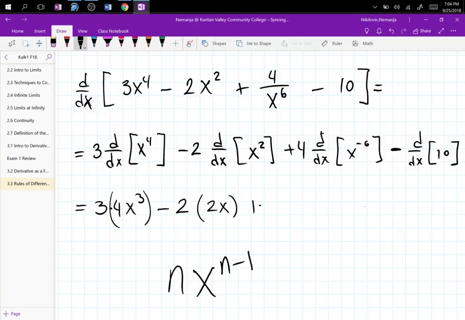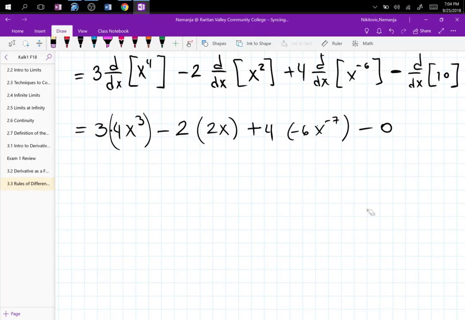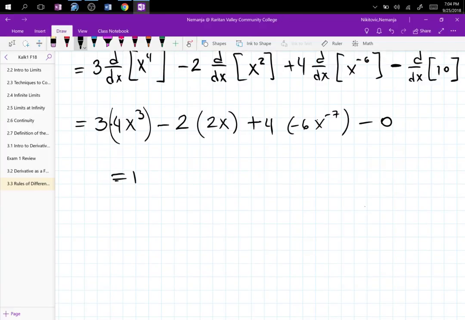Great. Plus 4, and now I have x to the negative 6. So what's happening there? Negative 6x to the negative 7, right? We go more negative. And finally, the last one is? 0. Yes. Minus 0 plus 0, whatever. All I need to do is to clean this up, and we're done. 3 times 4 is 12. So we have 12x cubed minus 4x minus 24 over x to the 7, because I want to push that in the denominator.